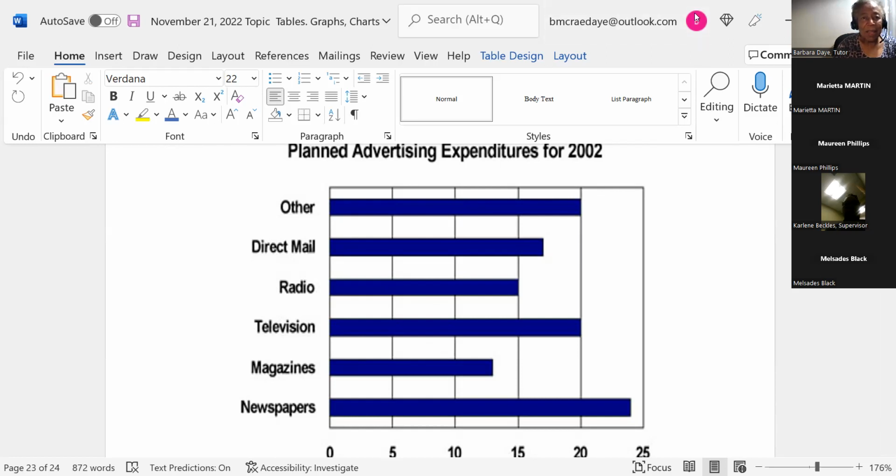Okay. All right. I have bar charts and bar graphs.